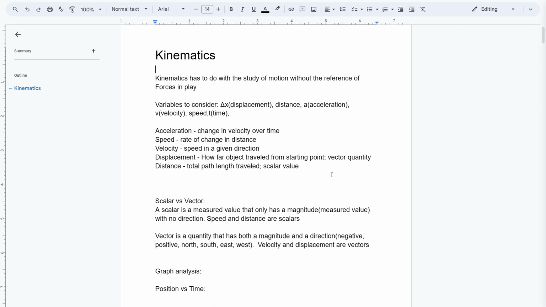Okay, so that's it for scalars and vectors. So now let's take a look at some graphs. When we look at kinematics, we analyze three graphs: position versus time, velocity versus time, and acceleration versus time.